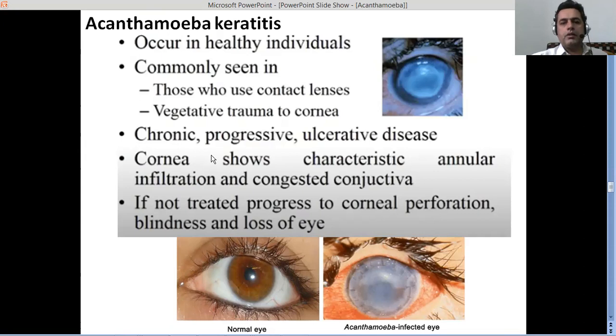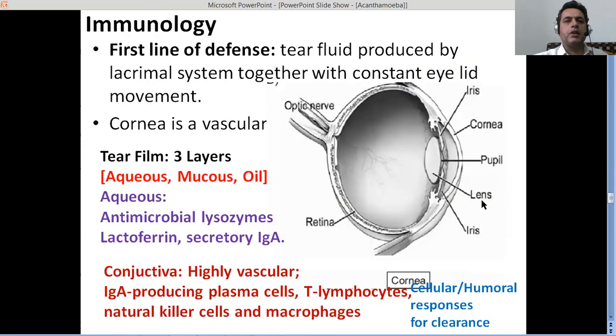And it's a chronic progressive ulcerative disease. And the cornea shows characteristic annular infiltration and congested conjunctiva. If not treated, it progresses to corneal perforation, blindness, and loss of eye. You can completely lose your eye and eyesight if you do not treat this particular condition. It's a very tough or very severe condition.